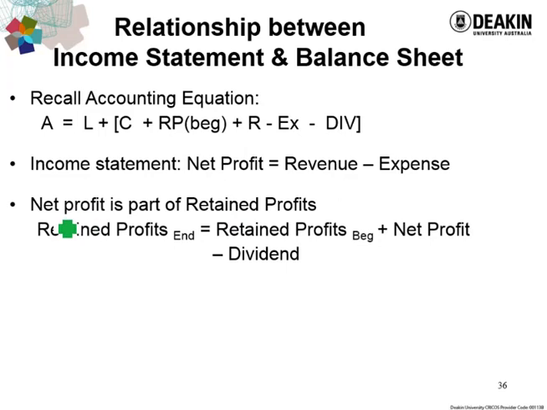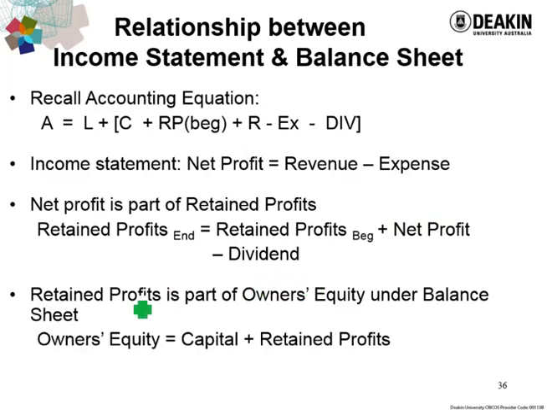Remember, because we don't fully distribute net profit to shareholders. We only distribute a portion of net profit to shareholders as dividend. The rest will be kept in retained profits. And how do we calculate retained profits? Closing retained profits equals to opening retained profits plus net profit minus dividend. Okay. And note that we actually disclose retained profits under owner's equity. It is part of the owner's equity on the balance sheet because owner's equity equals to capital plus retained profits. So because of this, the income statement and the balance sheet are related.